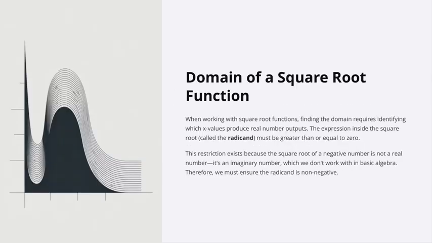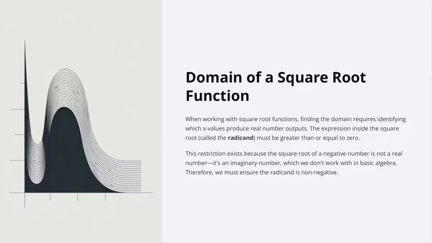When working with square root functions, it's important to understand their domain, which is the set of x values that produce real number outputs. To find this domain, we need to identify which x values make the expression inside the square root, known as the radicand, greater than or equal to 0. This is because the square root of a negative number isn't a real number.